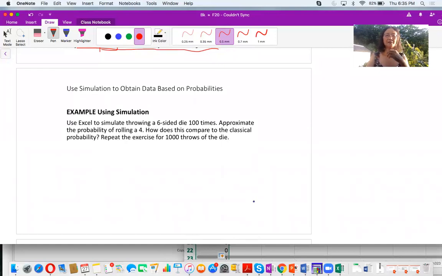So this one is a simulation using Excel. Use Excel to simulate throwing a 6-sided die 100 times. Approximate the probability of rolling a 4. How does this compare to the classical probability? Repeat the exercise for 1,000 times. So let's do the classical probability first.